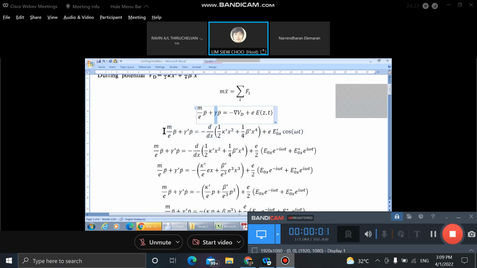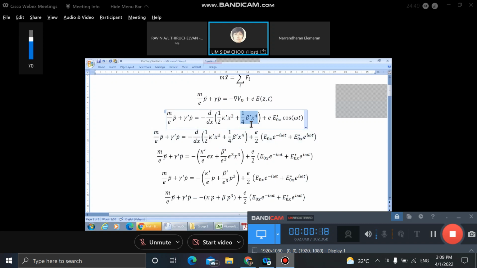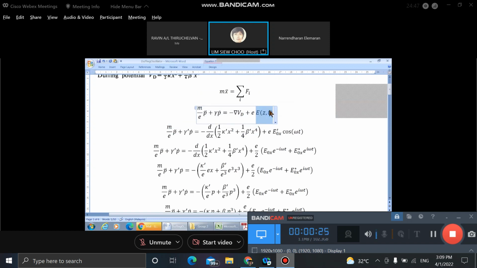So after this, you just expand your potential. Your potential, this is harmonic potential. This is just one extra term. Okay, so this is the potential from the Duffing oscillator and the electric field. So the force, the dimension of force is Newton, is QE. Q is the electron charge, E is electric field. So the dimension is correct here.